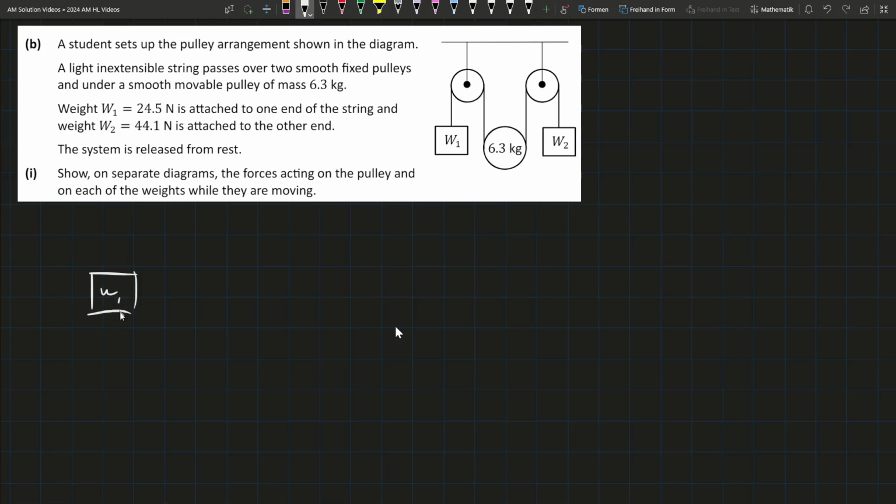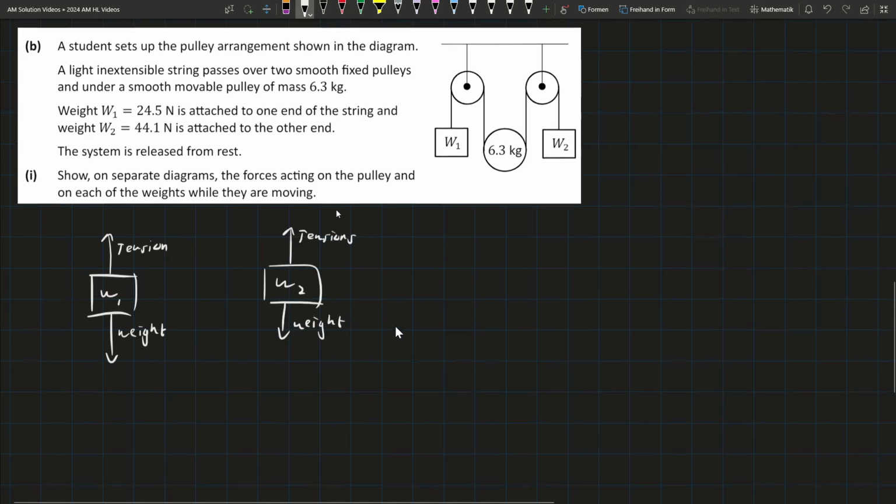So we'll start off with weight 1. Obviously we'll have its weight pulling it down, and I'm just going to write weight, make it clear again, and then we also have the tension in the string pulling it up. For the second weight, it's the exact same. We have weight pulling it down and tension pulling it up. You can write in the numbers if you'd like, but last year, again, they didn't want you to.